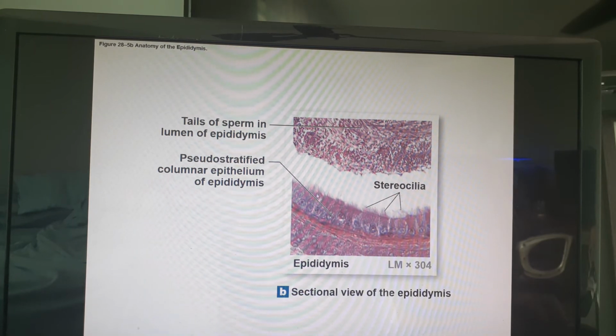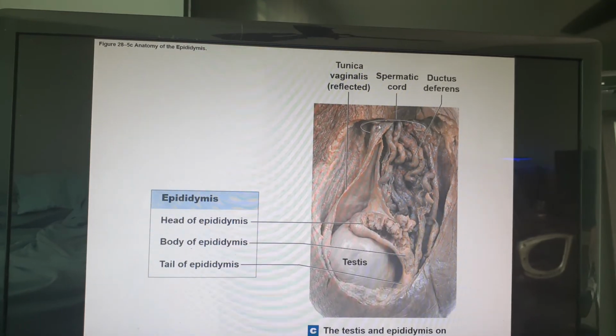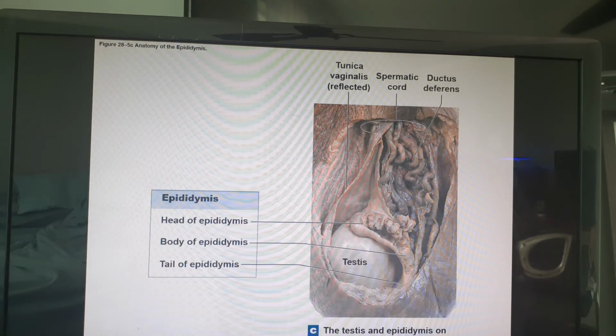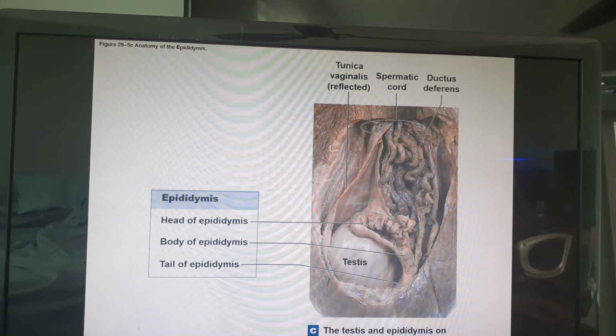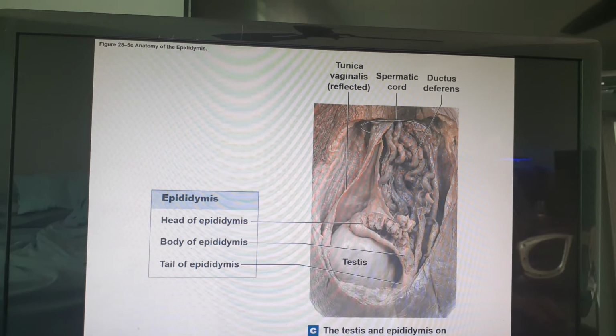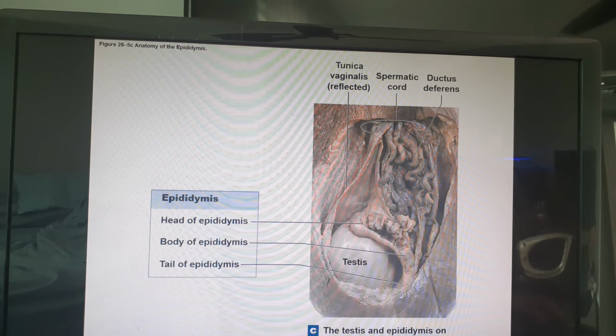So here are those little cilia that are going to be tapping the sperm cells along because they're not old enough and mature enough to swim. And we can see the tails of sperm here. And again, here's another view of the epididymis. Now, up here, the vas deferens or ductus deferens is joined by all the other things that we saw, the veins and the arteries and the nerves and lymphatic vessels. And so this whole structure right here, all of it wrapped up in the connective tissue lining, is the spermatic cord.